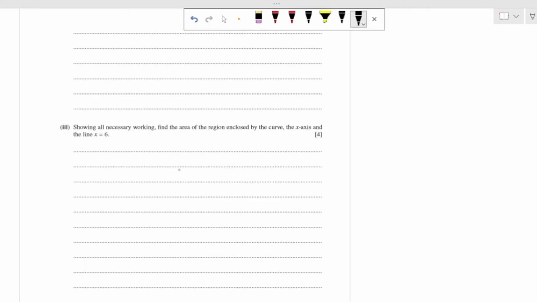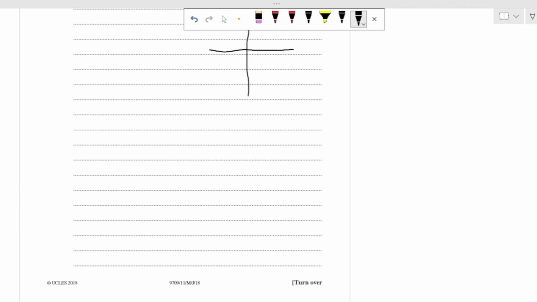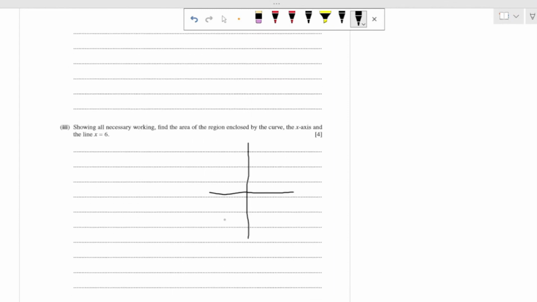Part 3. Showing all necessary working, find the area of the region enclosed by the curve, the x-axis, and the line x equals 6. Let's again have a rough sketch of how this might look. Of course, you would not come to this kind of graph in the exam. So we could just suppose a typical cubic graph. We know that it passes through the origin, so let's make it something like this. It really doesn't matter. So we have this cubic graph, and they are asking for the area of the region enclosed by the curve, the x-axis, and the line x equals 6. Let's suppose an imaginary line at 6. They're asking us to find this area.